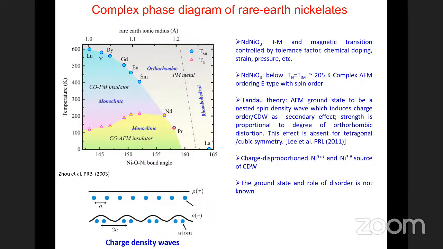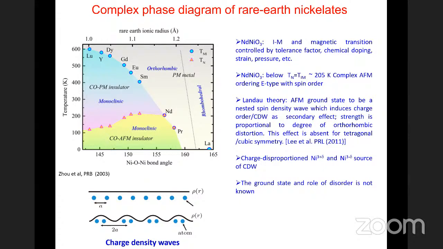And during the progress of these studies, it was also established that the magnetic transition and insulator metal transition can be controlled by epitaxial strain, pressure, chemical doping, and so on, as is known for other oxides as well. So what was exciting for us to know about this phase diagram is that as per Landau theory, the antiferro ground state was suggested to be a nested spin density wave, which induces a charge order or charge density wave as a secondary effect.